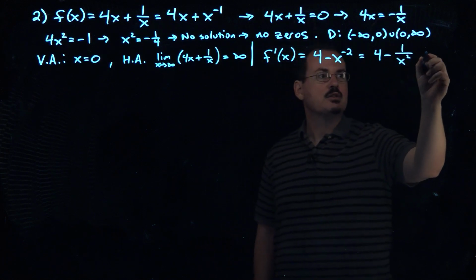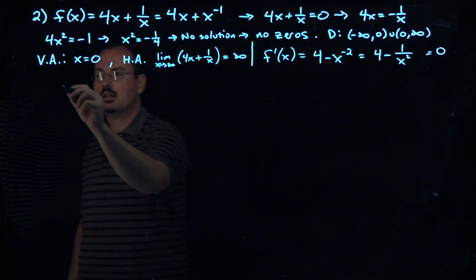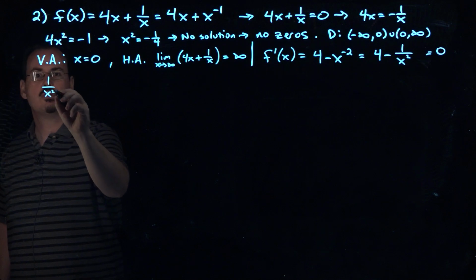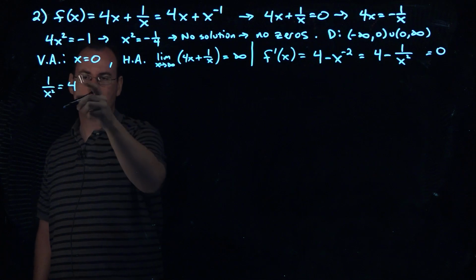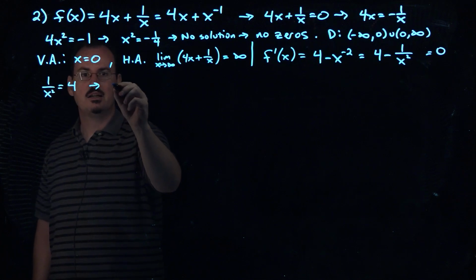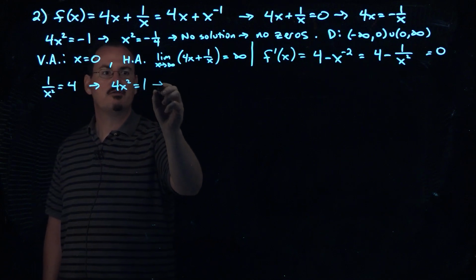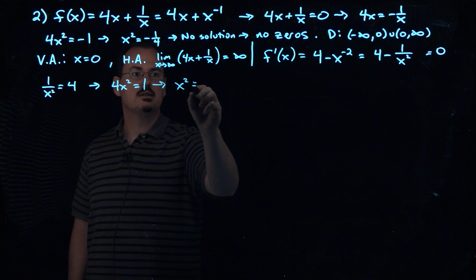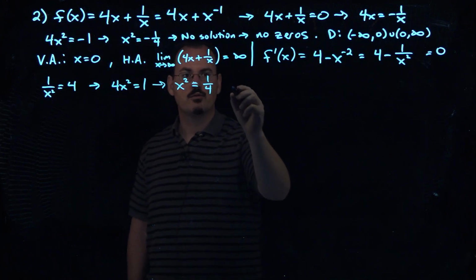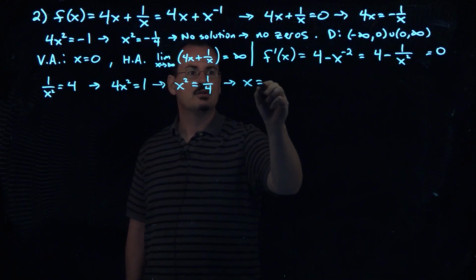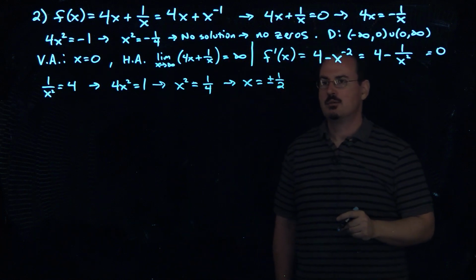So now if I set that equal to 0, I can isolate the 1 over x squared by itself on one side. So I get 1 over x squared is equal to 4. If I multiply both sides by x squared, I get 4x squared equals 1. And then I can divide both sides by 4, so I get x squared is equal to 1/4. And then if I take the square root of both sides of that, the square root of 1/4 is 1/2. So I'm going to get x is equal to plus or minus 1/2. Okay, so these are critical numbers.